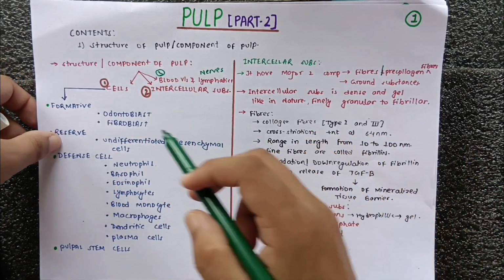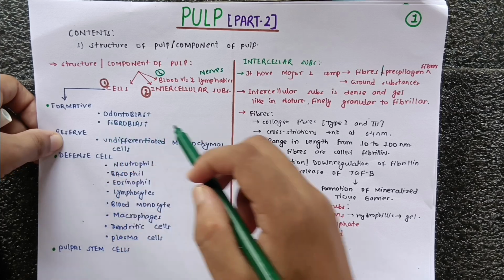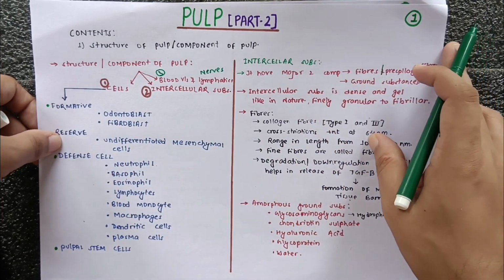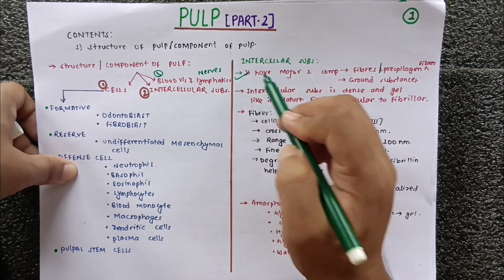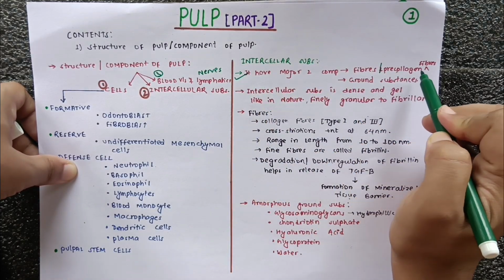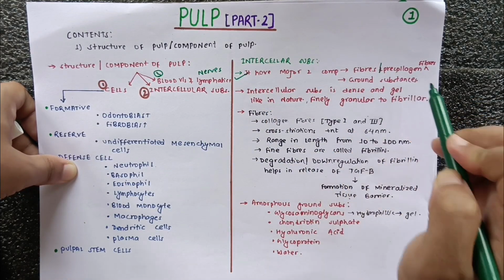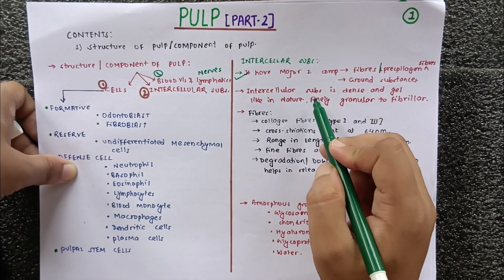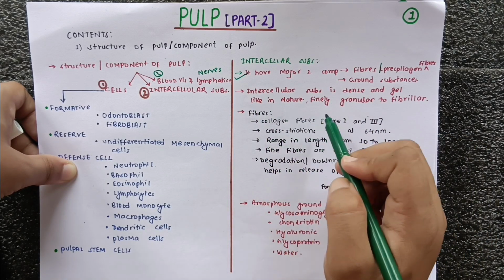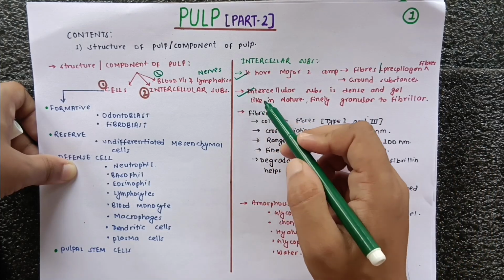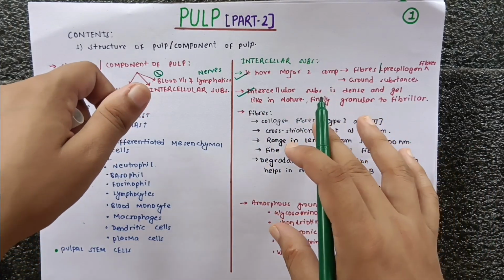First we will discuss the intercellular substances. As I have told, they have 2 major components: fibers, or pre-collagen fibers, and ground substance. Intercellular substance is dense and gel like in nature, and finally granular to fibrillar. So it is easy to understand.